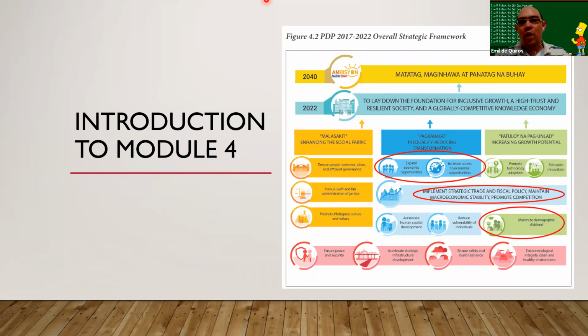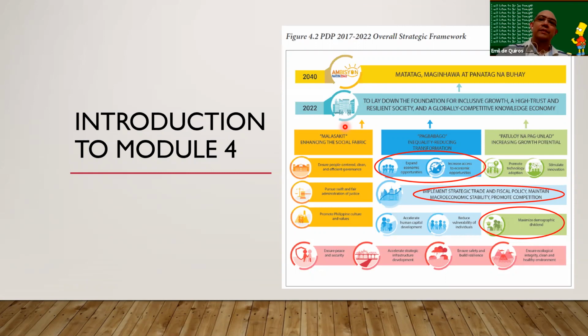So as you saw on Module 1, there's ambition. There's that vision that Filipinos aspire for. Matatag, maginhawa, panatag na buhay. And basically what this government wants to contribute to that long-term vision is three things. These three boxes. These are the major ones. So malasakit, that's all the social stuff.